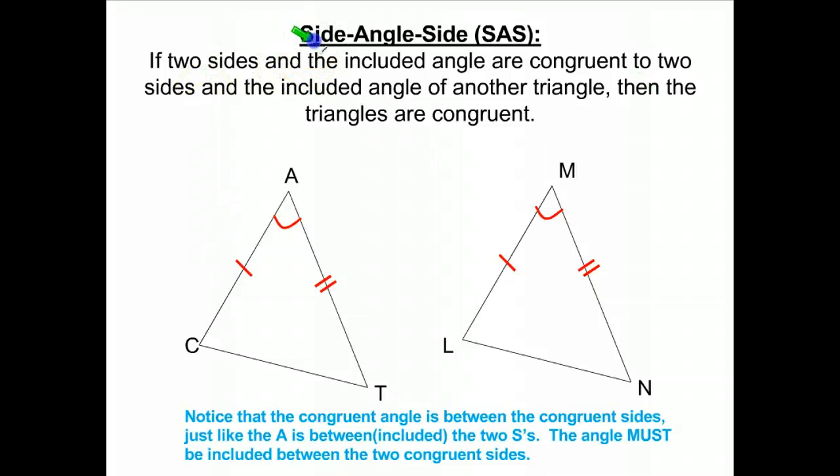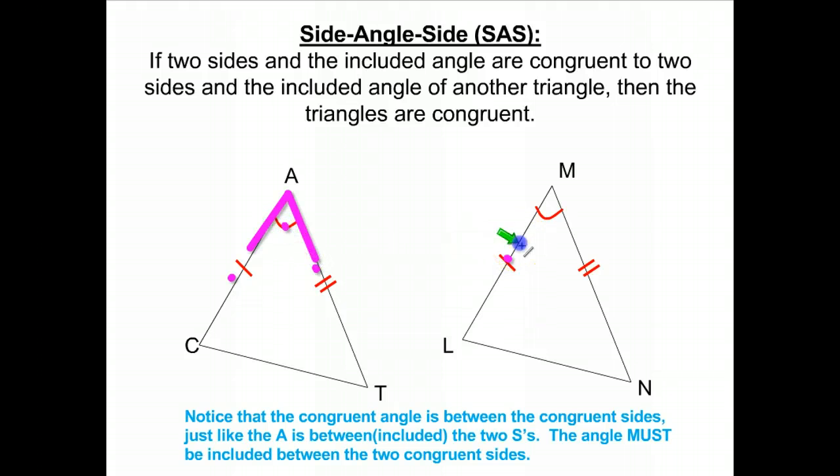Side, angle, side, again, is a shortcut for showing us two triangles are congruent, in a sort of way. That's what we could call it. It happens when you have two sides of one triangle congruent to two sides of another triangle, and the angle included between those sides. So here's my two sides. Notice they create that angle. The angle is between them.